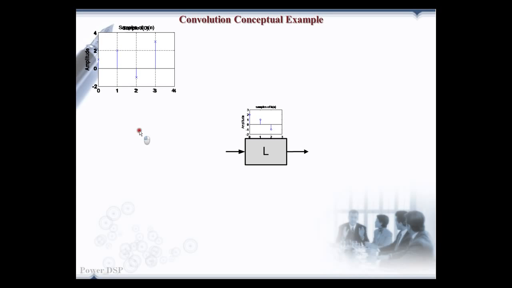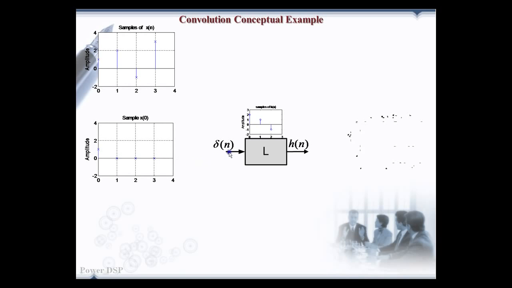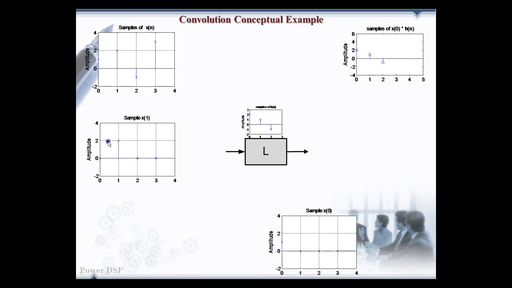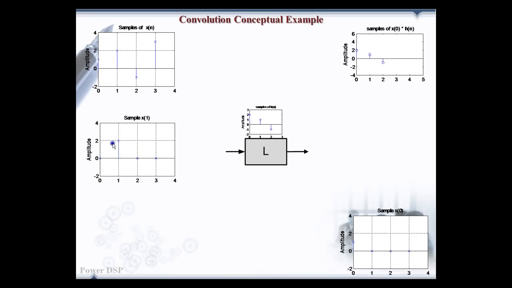Okay, let's start from the first sample of x of n, that is x of 0, which is equal to 1, and it is exactly an impulse. So the output is the impulse response h of n. If the input is an impulse, then the output is the impulse response. We know that. Next, let's take the second sample of x of n, which is equal to 2.